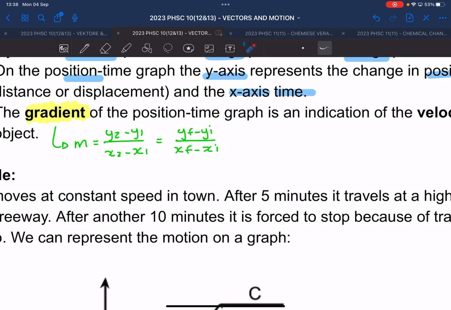And what does this i stand for again? The start there, initial. And we write this in a shorter way. We say the change in y over the change in x. You remember that?